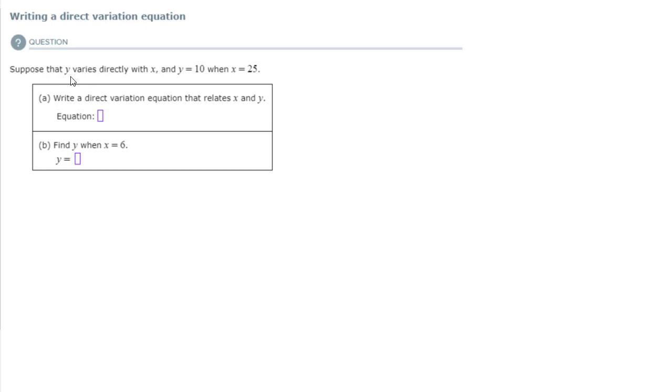Now, if I read this problem here, it says that y varies directly with x. When you read something like that, that's saying that y is a multiple of x. So y is some number times x. That's what it means to vary directly with another value. And they're actually telling you that y is 10 and x is 25 is one of the solutions to this. So we're going to substitute those values in.